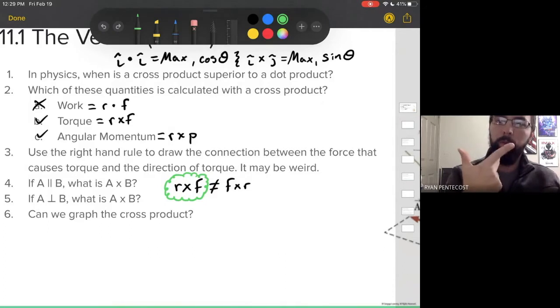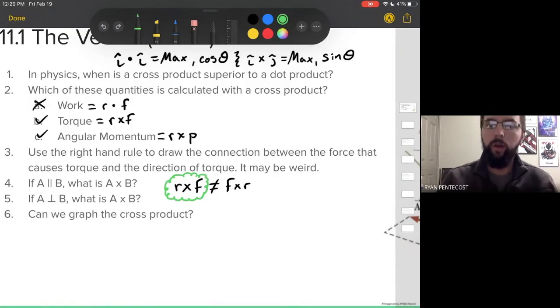Keep it natural. It's hard to say that that's natural, but it's a whole lot more natural than trying to do that and flipping someone off, right? So keep it natural, keep it appropriate. So that is how the right hand rule can help you draw the connection between force and torque.